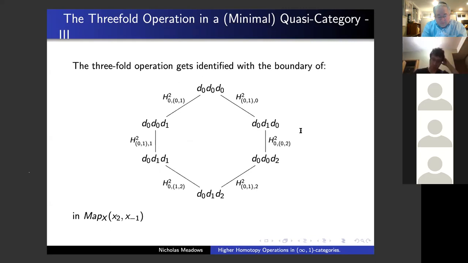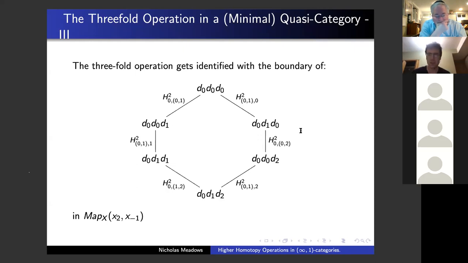And we can show, using the equivalence between simplicially enriched categories and quasi-categories, that this actually gets identified with the operation I defined before.